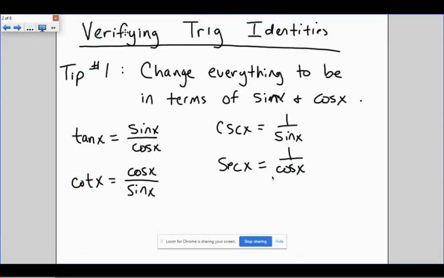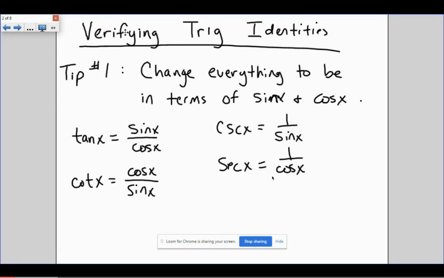One of the fun things you get to do is verify trig identities. So some of the tips I have for helping you learn how to verify trig identities, and to make sure it's clear, verify means prove it's true. So if they ask you to verify it, they're not saying, is it true or is it not true? They're saying, show that it is true. We know it is, but show it.